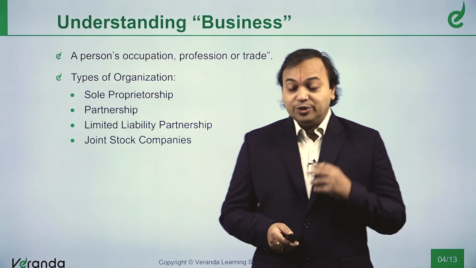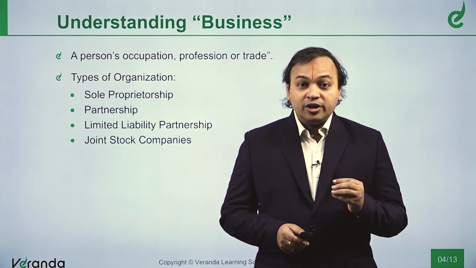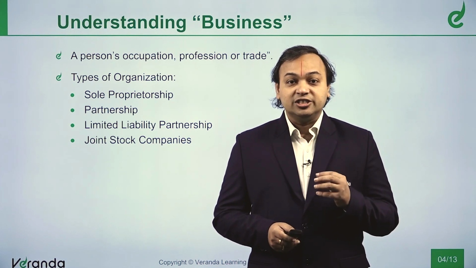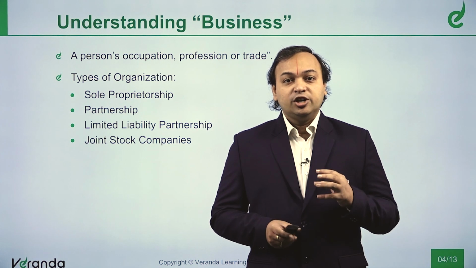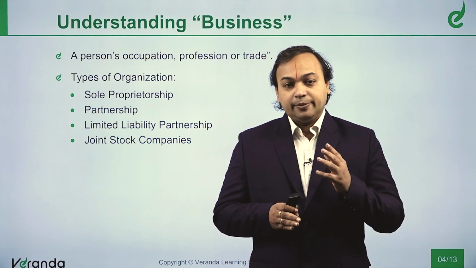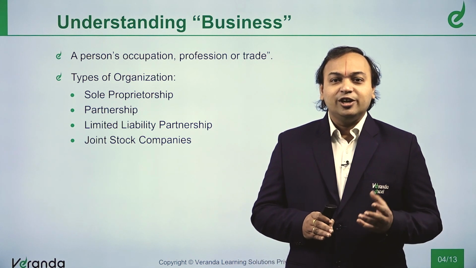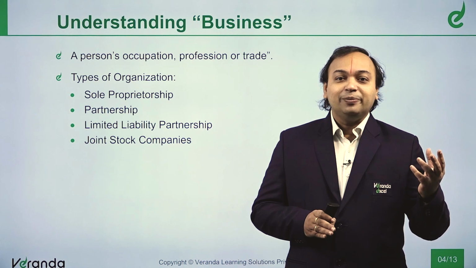Next comes the most important one, joint stock companies. This is the more important and prominent form for doing any business, because this helps us to divide the management from the ownership. A person may be a shareholder in a particular company. There is no need for the person to work in it on a day-to-day basis.